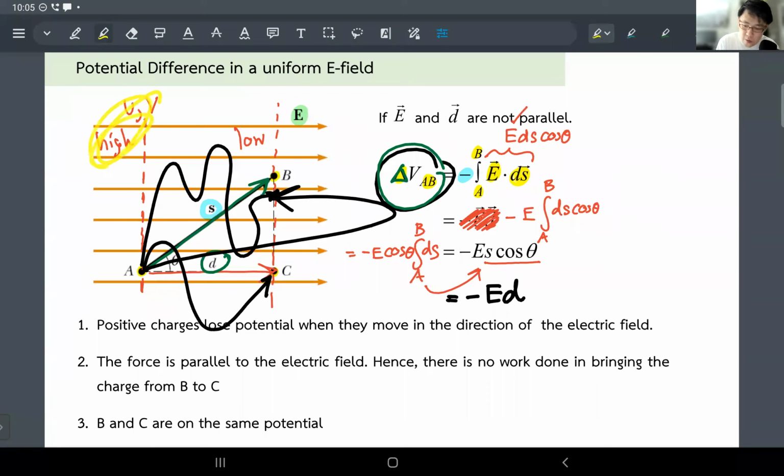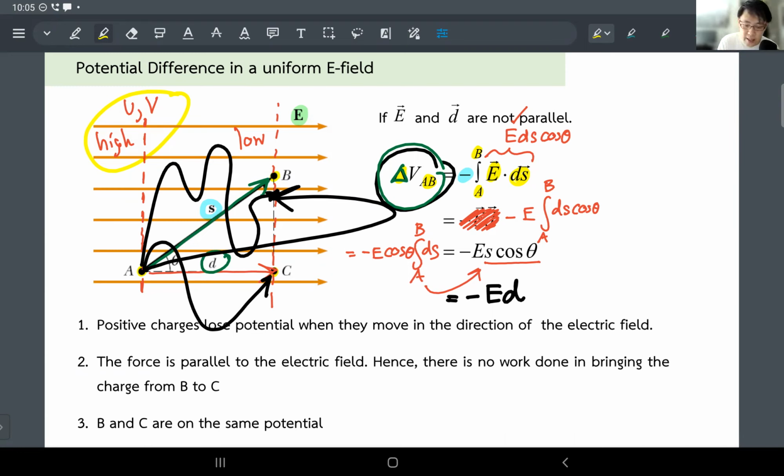Higher potential. Yeah. And when I say higher potential, it's the same thing as saying higher potential energy, because now we understood from last time that potential was just defined as the energy per unit charge. So U, the energy, and V, the potential, are going in the same direction.